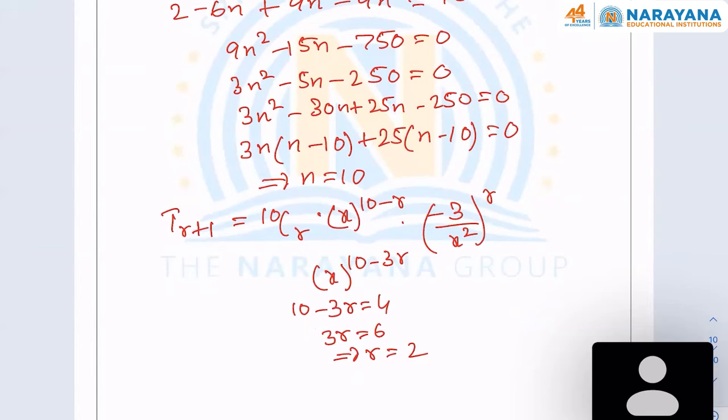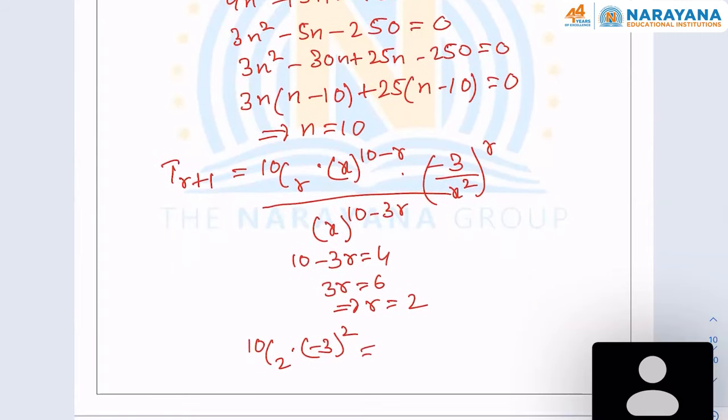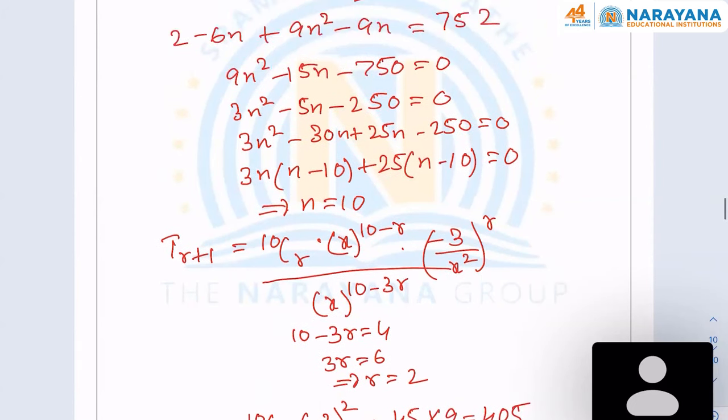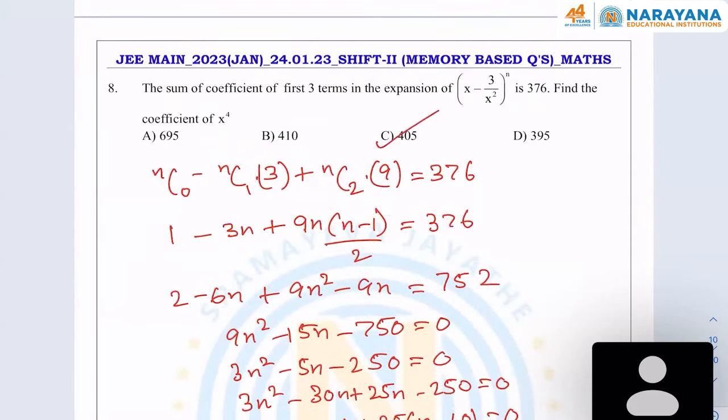So r is equal to 2 means now I want to find the coefficient of x power 4. So it will be equal to 10C2 into (minus 3) whole square. So 10C2 is equal to 45 into 9, which is equal to 405. So here the answer is C.